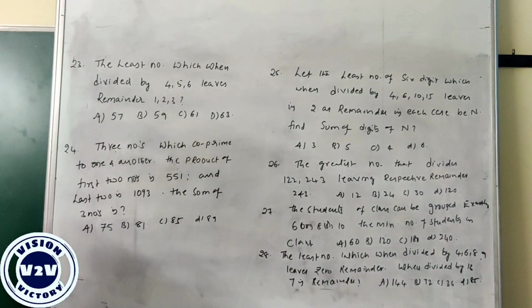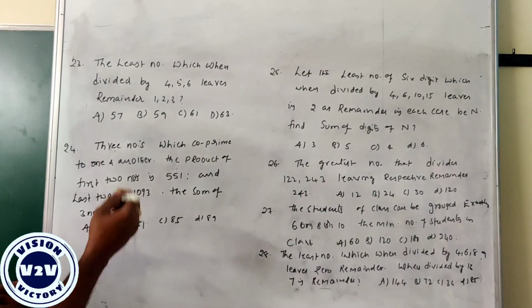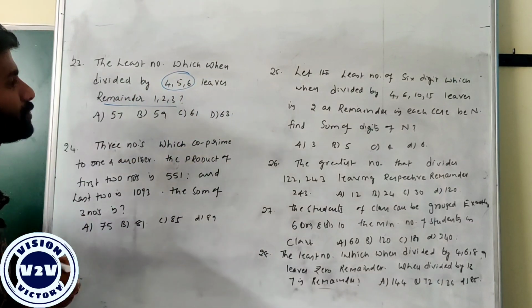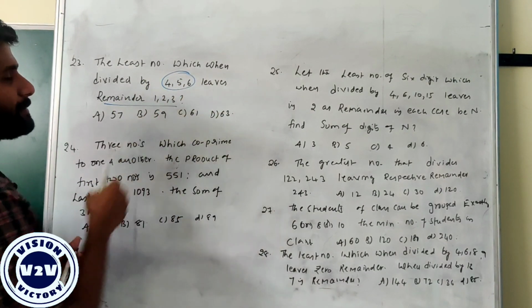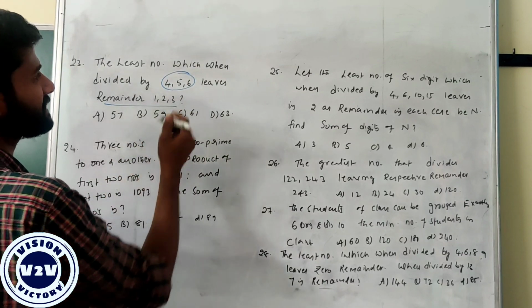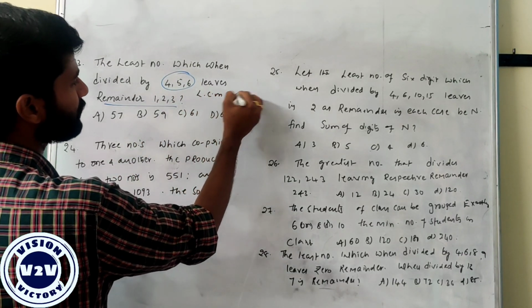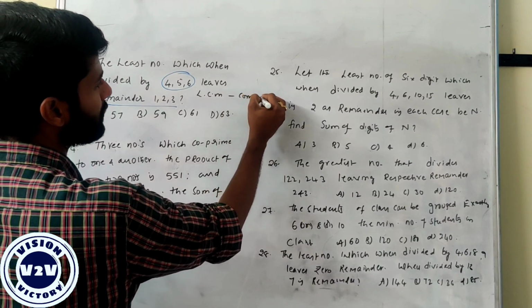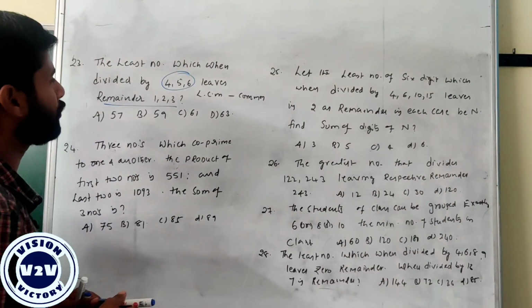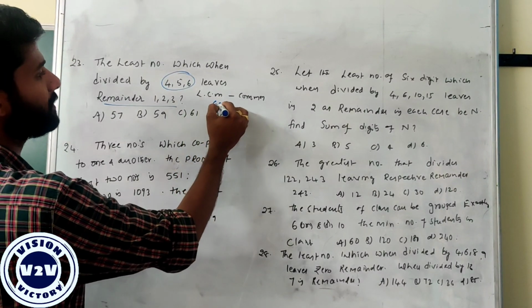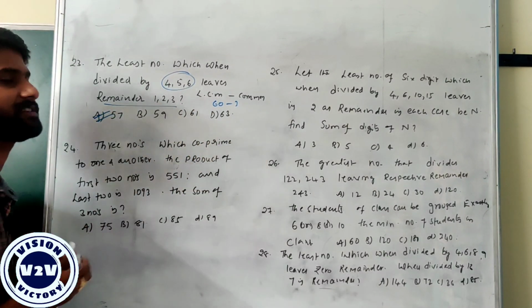See, find the least number which when divided by 4, 5, 6 leaves the remainder 1, 2, 3. See, in the calculation 4, 1, 5, 2, 6, 3, a common difference is maintained. So in this case the answer is equal to the LCM of those numbers minus the common difference. So we just subtract the common difference value. The LCM of 4, 5, 6 is equal to 60 and the common difference is 3. So the answer is 57.